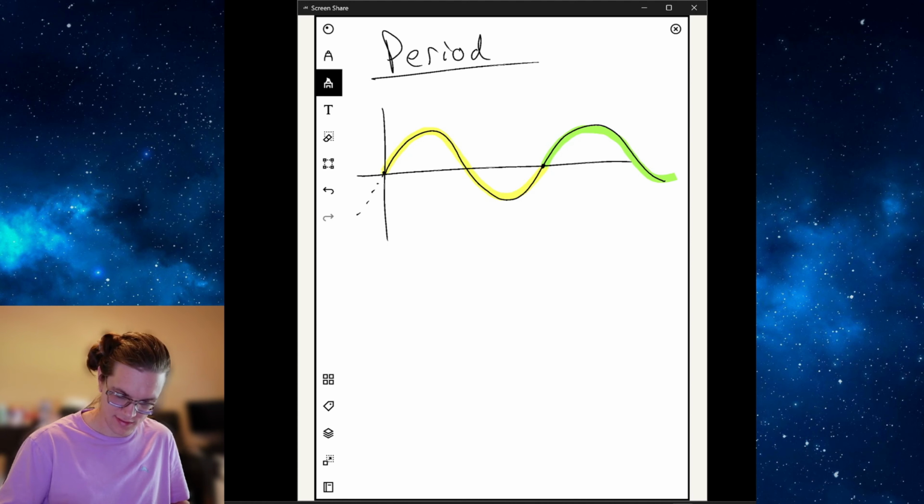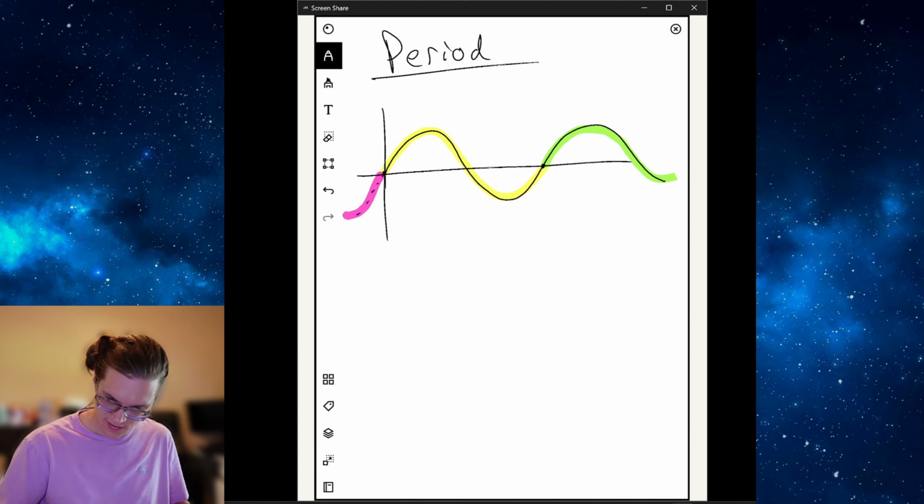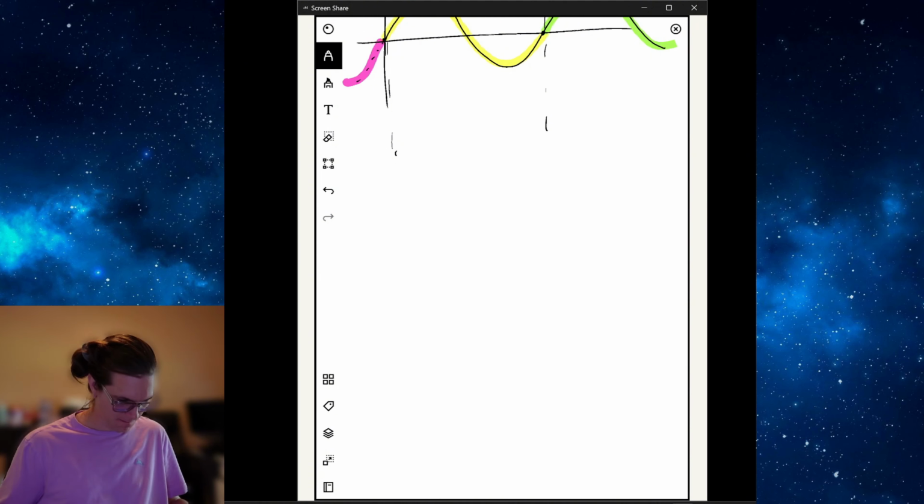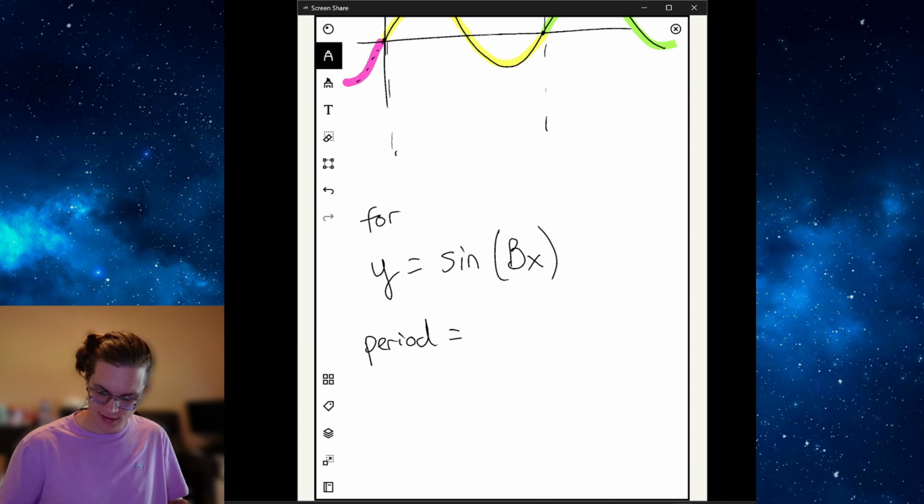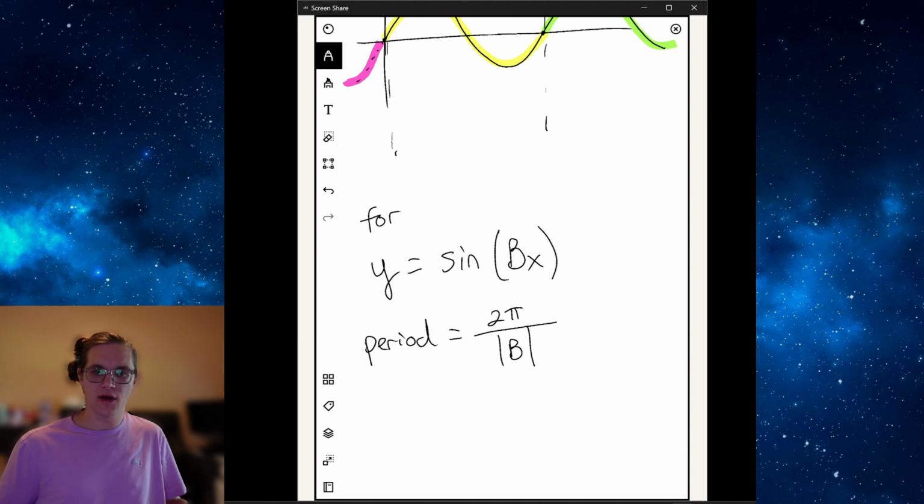It keeps doing that. We have a third color here. This is one period from here to here. And the way we write it in the form of the equation is, for y equals sine of bx, period. And this one's a little fun and interesting. Now you get an equation, or really a definition, I guess. Period is 2 pi over the magnitude of this value, b.